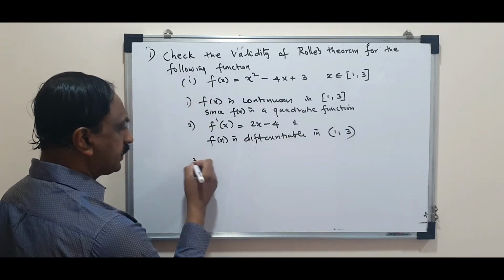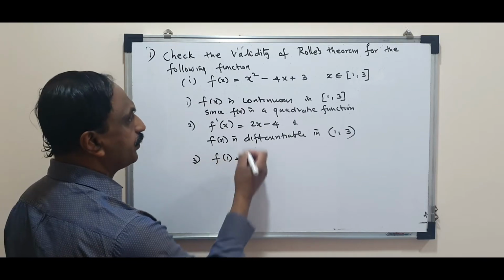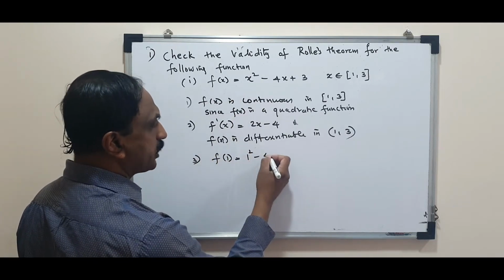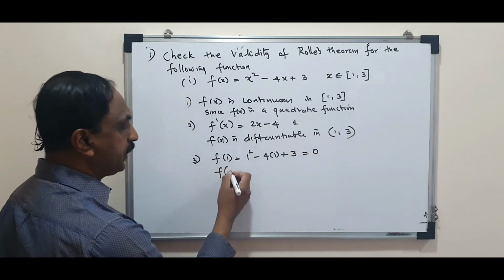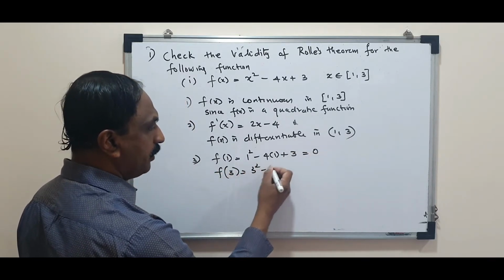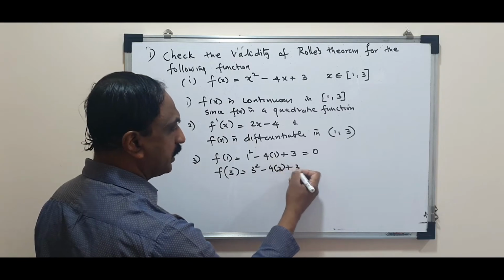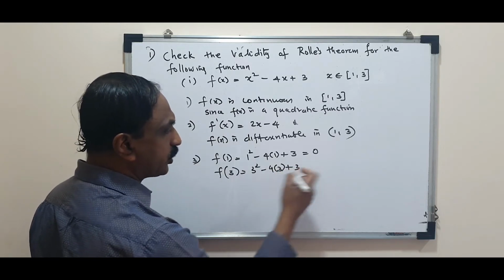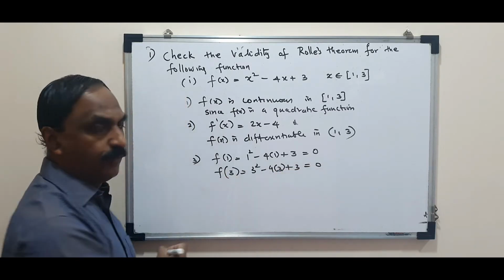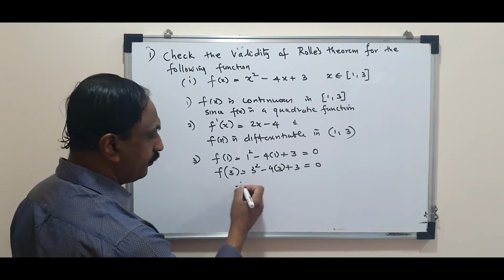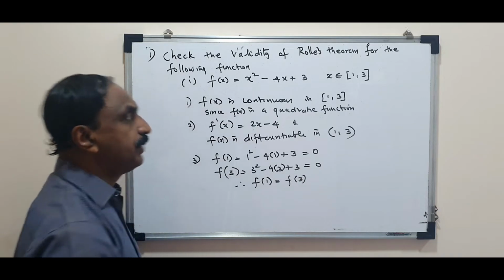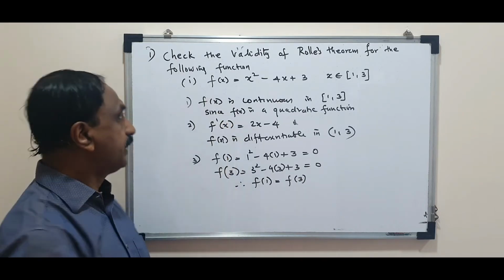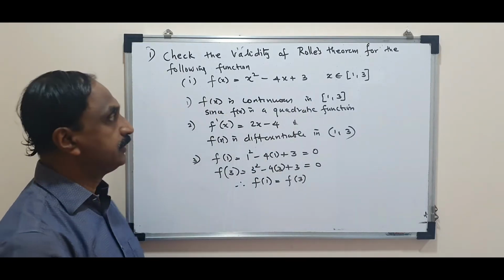Now we'll calculate the third condition, f of 1. F of 1 is 1 square minus 4 into 1 plus 3, which is 0. F of 3 is 3 square minus 4 into 3 plus 3, 9 plus 3, 12 minus 12, 0. So f of 1 and f of 3 are equal. Hence my conclusion is all three conditions of Rolle's theorem are satisfied.